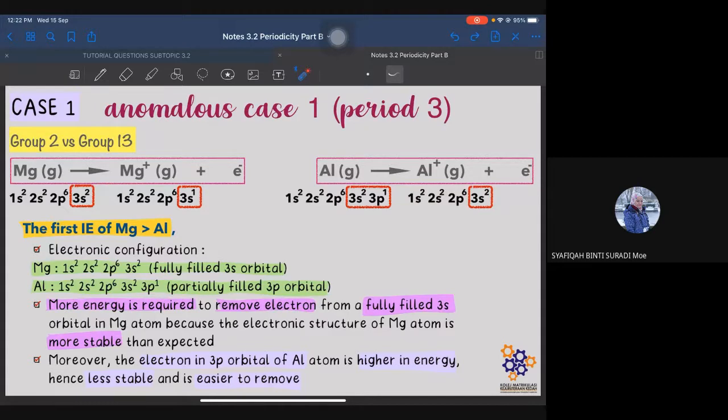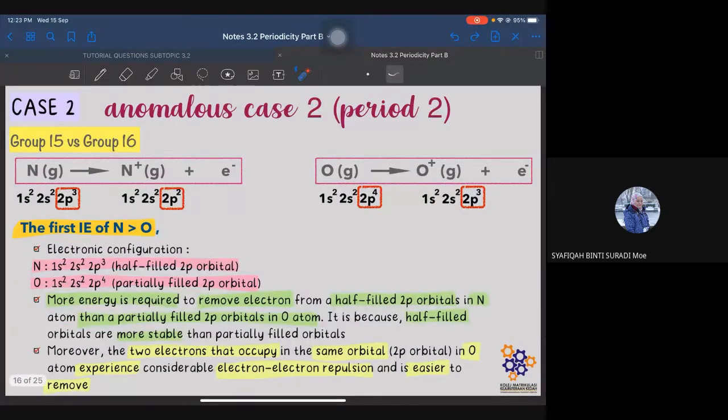So, explanation pun samalah. Sebab apa? More energy is required to remove electron from a fully filled 3s orbital in magnesium atom because the electronic structure of magnesium atom is more stable. Okay. Moreover, the electron in 3p orbital of aluminium atom is higher in energy, hence less stable and is easier to be removed. Okay, so explanation dia sama lah. Alright.